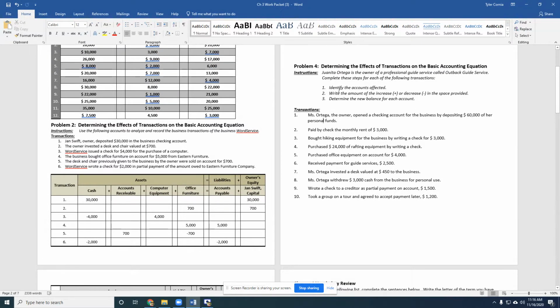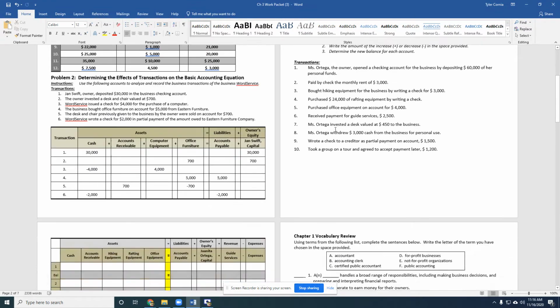Basically, what this wants us to do is, first off, identify the accounts affected. So it'll tell us what happened with the transaction, and we'll identify what accounts are affected. And then we're going to write the amount of increase or decrease in the space provided. Okay, and then we'll also determine the new balance for each account.